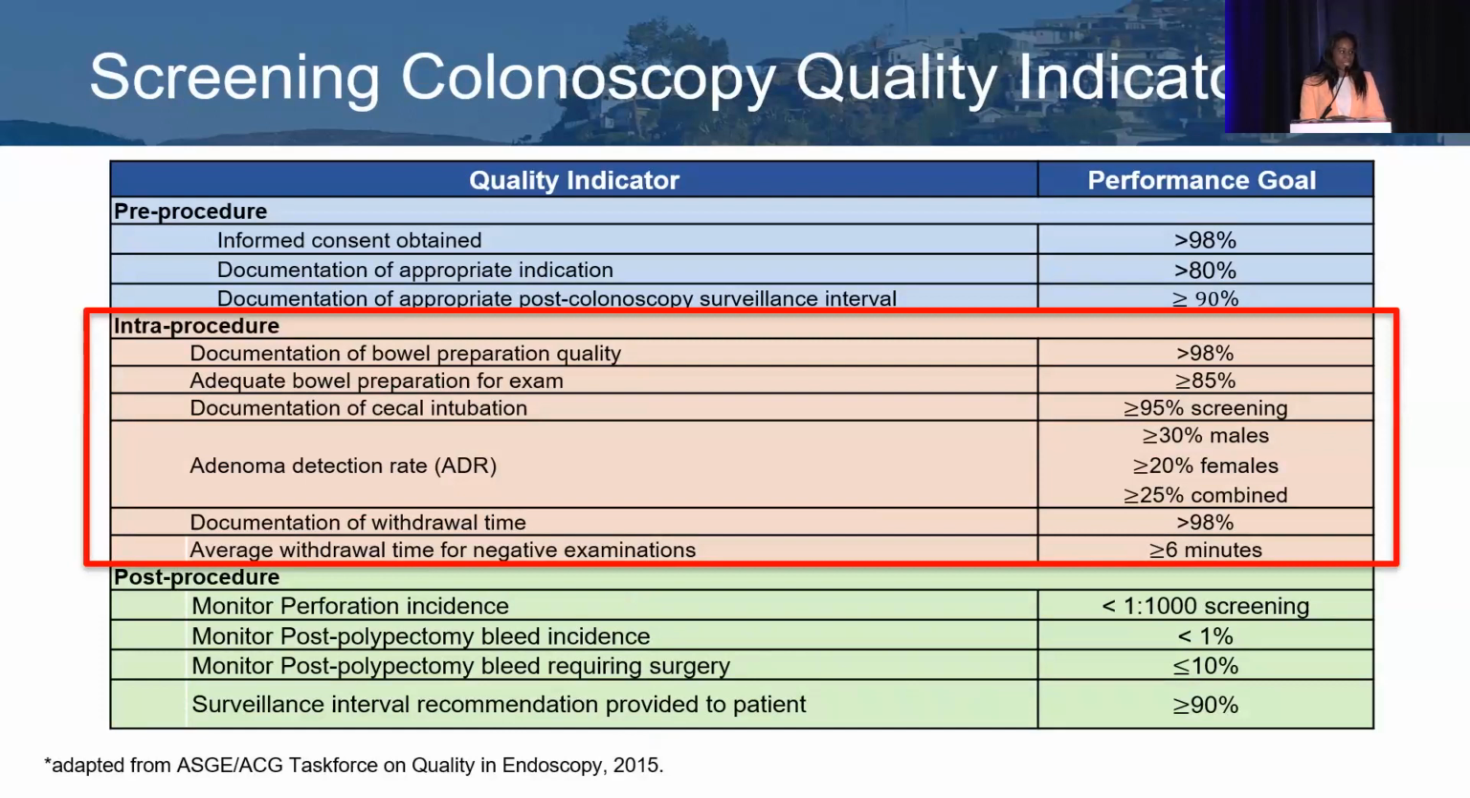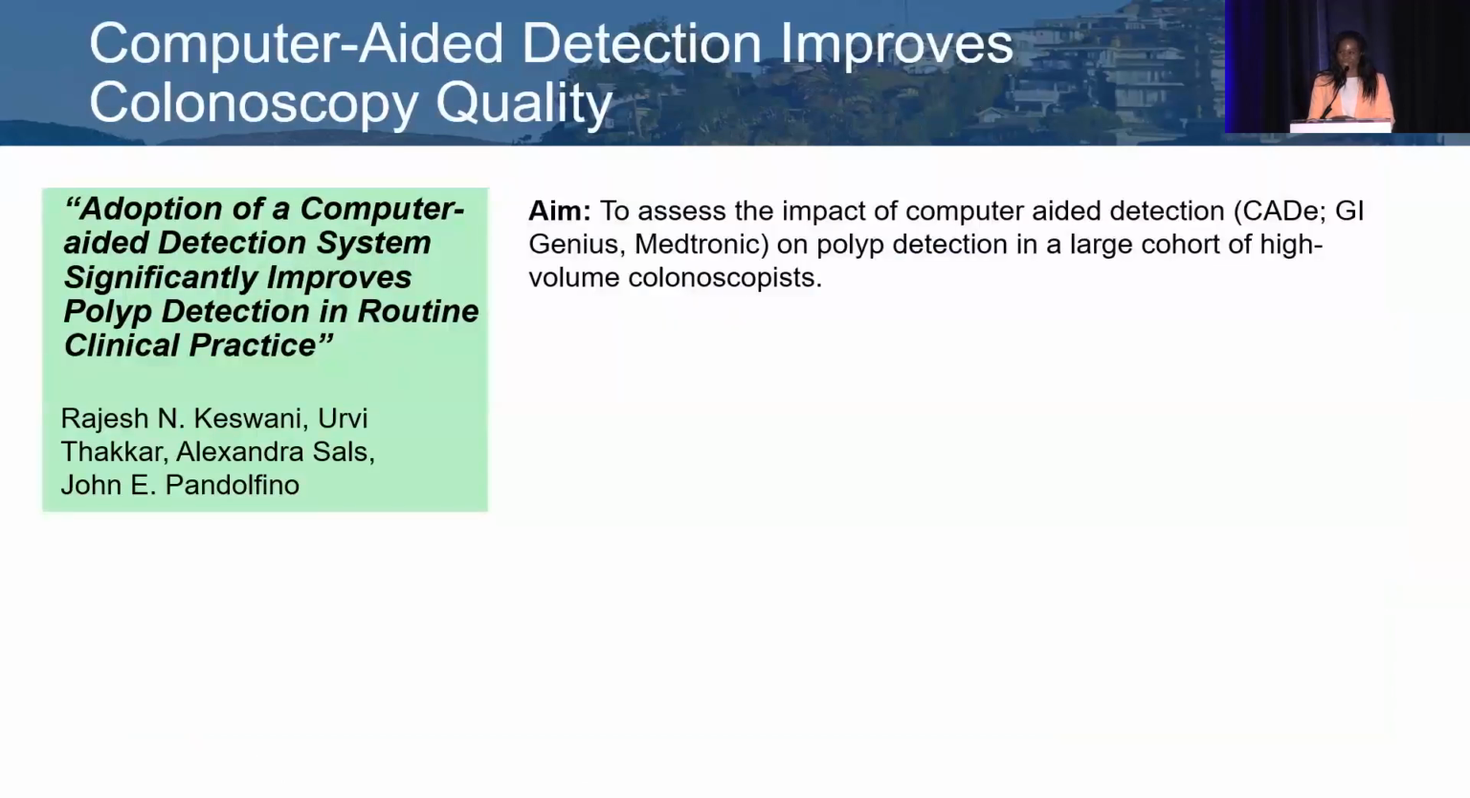The ASGE and ACG have listed several quality indicators that we in particular should be paying attention to when we're performing our screening colonoscopy. And I've highlighted here in the red box the intra-procedural quality indicators that we particularly need to pay attention to really reduce the risk of post-colonoscopy colorectal cancers. So there are two abstracts that I'd quickly like to overview that looked at ways to improve colonoscopy quality.